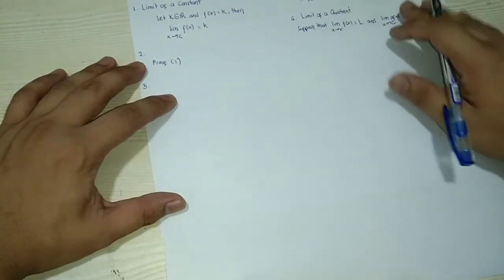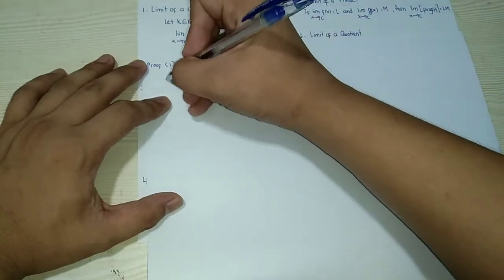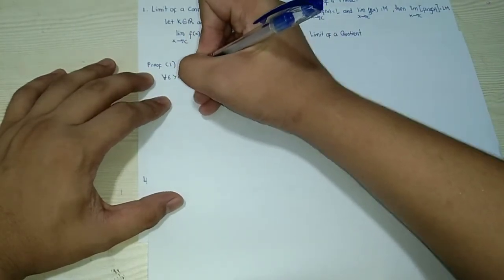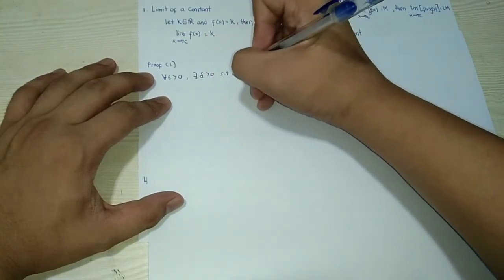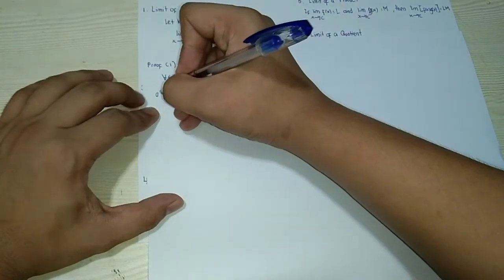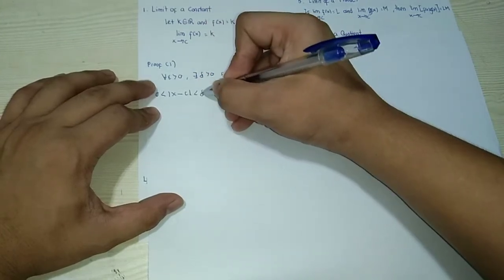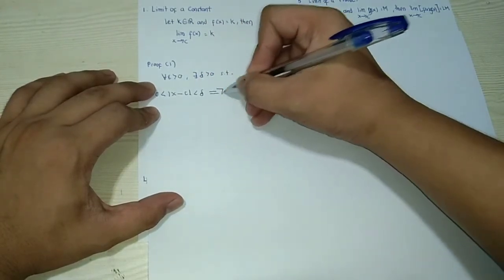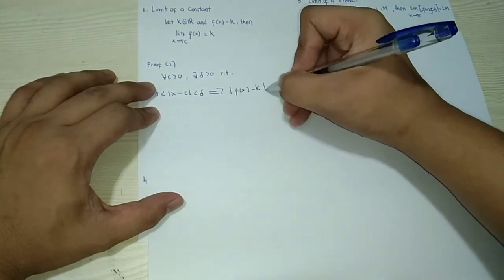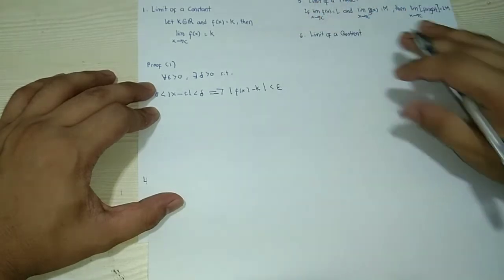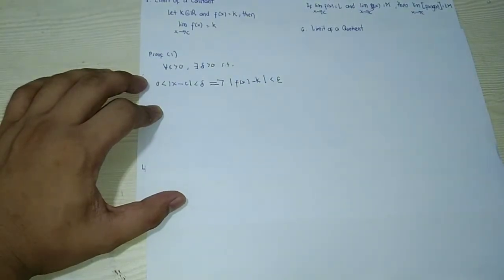Okay. So by definition of limit, for any positive epsilon, may mag-e-exist na positive delta such that 0 less than absolute value of x minus c less than delta implies absolute value of f of x minus k is less than epsilon. Okay, so dapat mapatunayan natin na itong conclusion ay true.